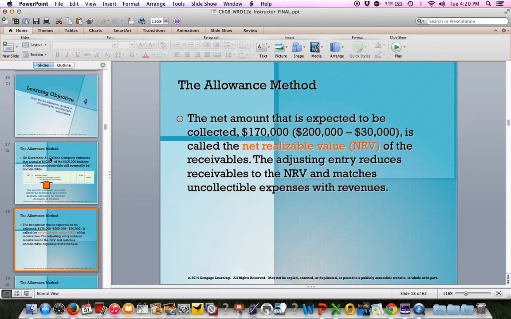So with the allowance method, it says the net amount expected to be collected is $170,000. The net realizable value is what they call that. So it's $200,000, which is basically our debit balance of account receivable, less the contra account, the allowance for uncollectible accounts, and the two together, a debit of 200 and a credit of 30, obviously adds up to be 170, which is the net realizable value of our receivables.